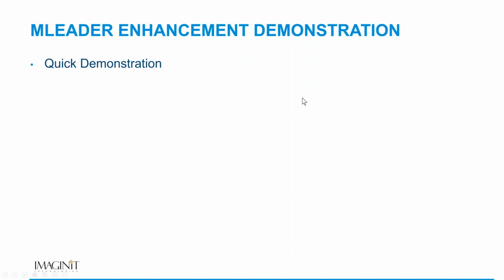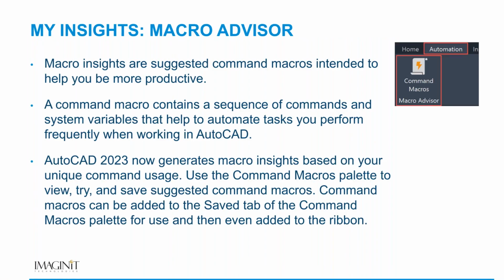So that's the new multi-leader enhancements. Now we're going to talk about the one that I'm really not quite sure of. It has potential. Let's talk about that. There's this new thing called My Insights, and it's a macro advisor. The macro insights are suggested command macros intended to help you be more productive. A command macro contains a sequence of commands and system variables to help automate tasks you perform frequently while working in AutoCAD.